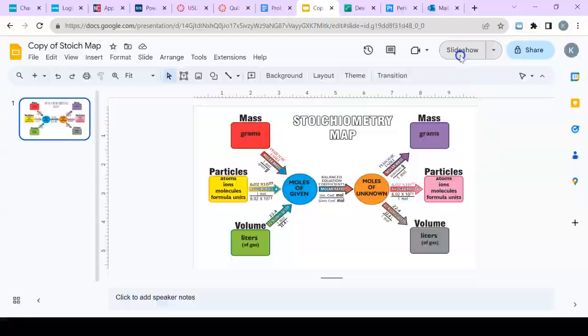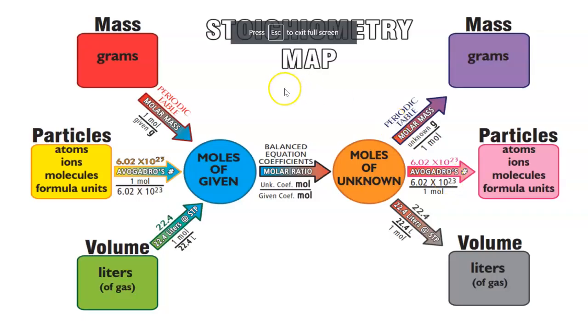So what I'm going to do is come to my map, and I'm going to take a look at my map and see what conversions I have to do. Okay, we start on the left and we go towards the right. So it's just like reading chemical equations. We start on the left, we go to the right.